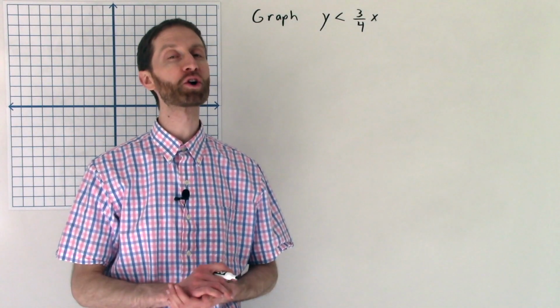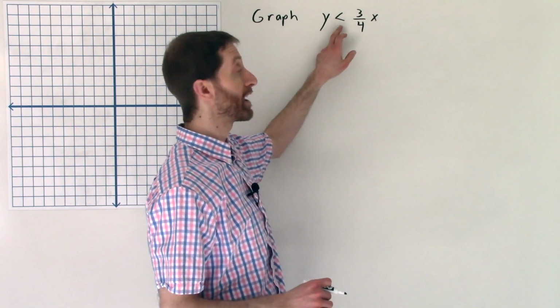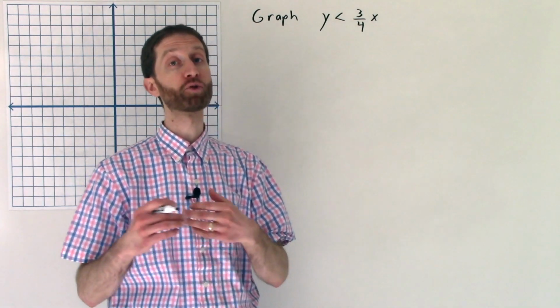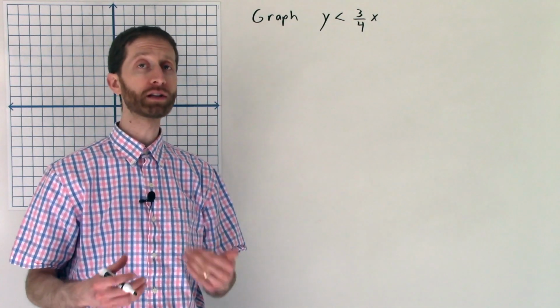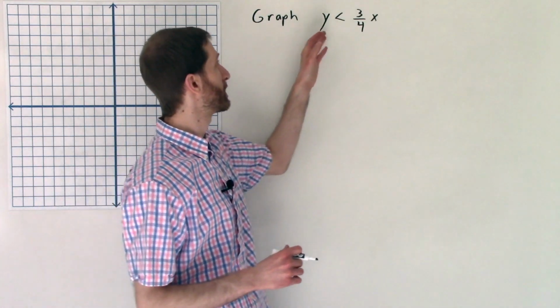In this video, we are going to go over how to graph a linear inequality when we have a strictly less than sign. In a previous video, we went over how to graph greater than or equal to, and we talked a little bit about dotted versus solid lines, that is. So let's jump into this.